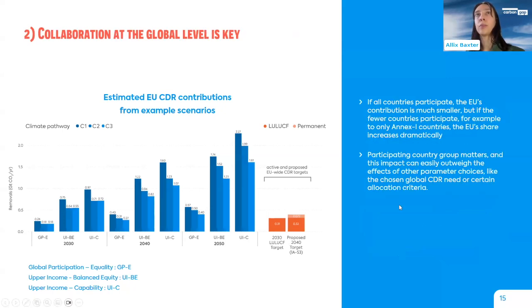And the second finding, which plays into this, is that collaboration is really key. So if all countries participate, the EU's contribution that is required from them is much smaller. But if only, for example, Annex 1 countries participate, then the EU's share increases really dramatically.